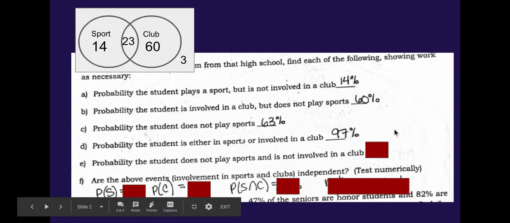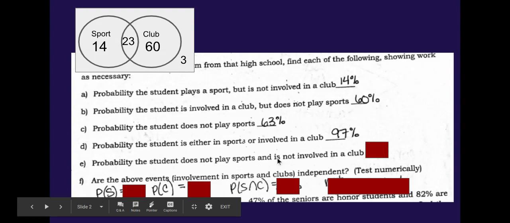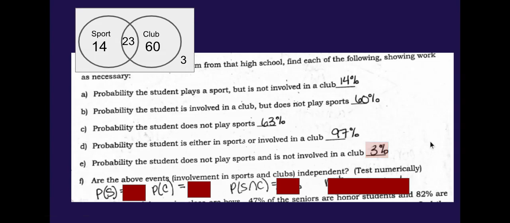and you're still going to get 97% for that. So you have to consider, am I going to use the formula for a question like D that has an "or" in it, or am I going to just add up the segments of the Venn diagram that I put so much work into? Probability the student does not play sports and is not involved in a club. So no sports and no clubs, that's 3% of the kids.